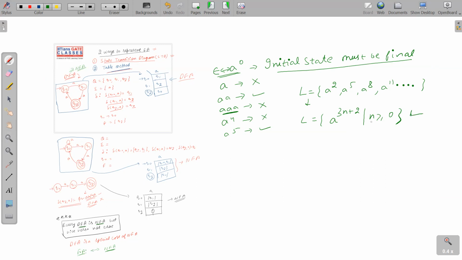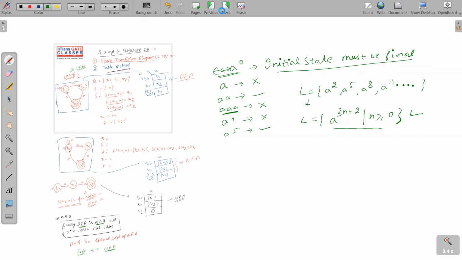Okay, I hope I have made the point clear to all of you. So the language will be a power 3n plus 2. How did I figure out that this language will be a power 3n plus 2? See the pattern here. Each and every language will have some pattern, and you have to recognize that pattern. A power 2 is accepted, then 3 is rejected, 4 also, 5 is accepted, then 6, 7, then 8 is accepted, and so on. The first string accepted is a power 2, then a power 5, then a power 8, and so on. The difference is 3. So a power 3n plus 2.